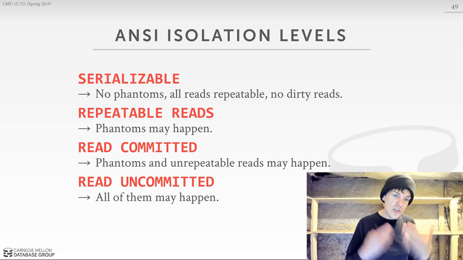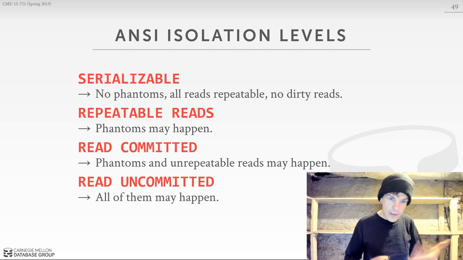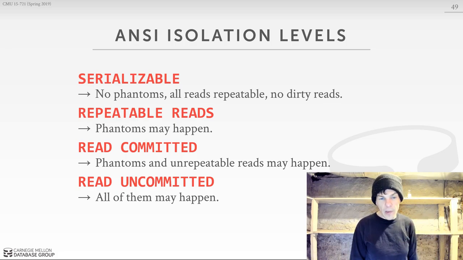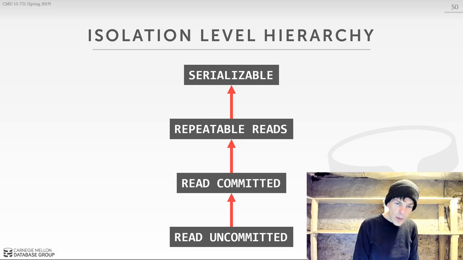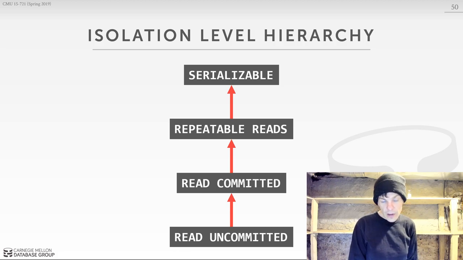So this is generating execution schedules from transactions that are equivalent to a serial schedule. But in repeatable reads, we may have phantoms. With read committed, we can have phantoms and unrepeatable reads, and with read uncommitted, all bets are off, and you could possibly have all the anomalies. So you can map it like a hierarchy like this. Again, the bottom is the weakest, the top is the most strict or the most protective. Again, the key thing to point out about these anomalies is that it's not that any transaction is always going to hit these anomalies when they run at a lower isolation level.